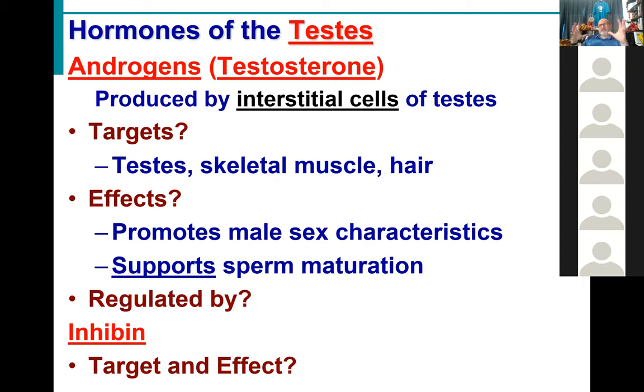Again, we don't want these processes going too fast. We don't want these processes going too slow in both males and females. And like I said, we'll talk about this regulation in much more detail when we get to the reproductive system. Decrease the production of the gonadotropins, luteinizing hormone and follicle stimulating hormone.